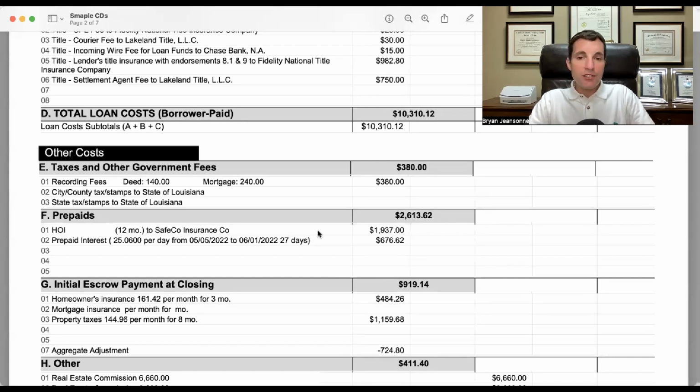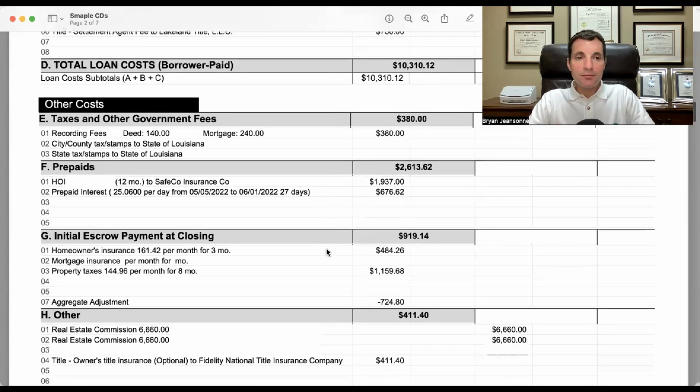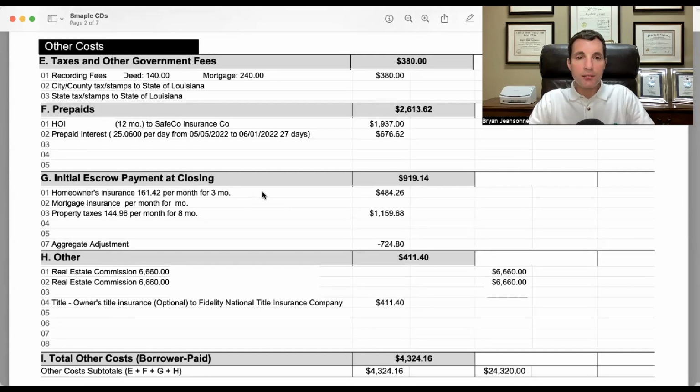And then prepaids are things you're paying for in advance. That would be like the homeowner's insurance. You're going to pay for that for the whole year up front. So that's going to be right there. And any kind of prepaid interest. So usually it's from the closing date to the next month. You're going to pay that interest right there. Then there's the initial escrow deposits. So you're going to be putting some money into that escrow account for your taxes and insurance, just something to kind of kickstart the account. So there's enough money in there when the end of the year comes and those bills have to be paid. So that's going to be in there.